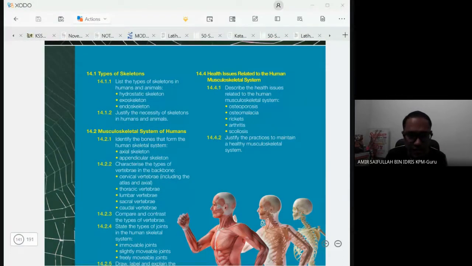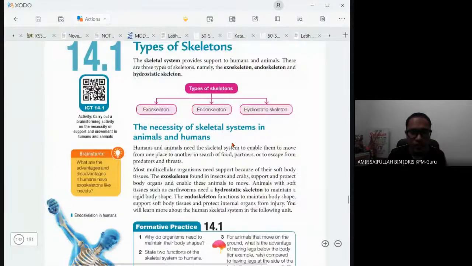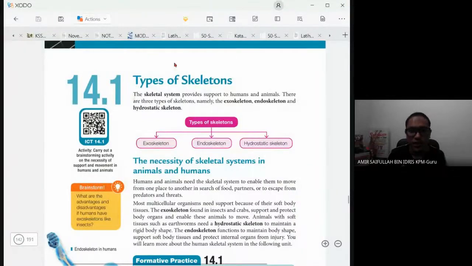And then lastly, the diseases related to the human skeletal system. So far so clear? If clear, can raise up the hand. Alright. If you guys need rest, please message me, put it in the comment. Now we're going to see 14.1, types of skeleton.